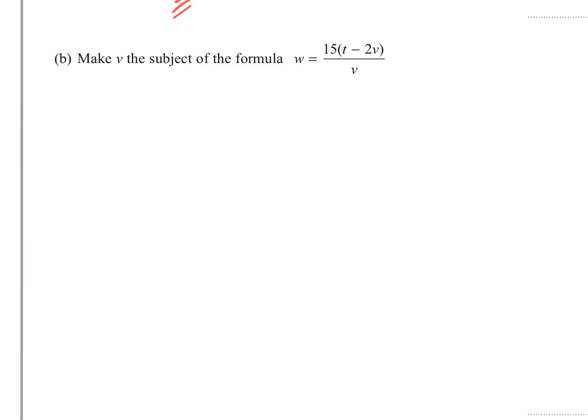For part B, we've got to make v the subject of this formula. So we have w is 15 lots of t minus 2v all over v. The way of getting v as the subject is to try and get the v's as multiples on the same side. Now, they seem to be on the same side already, but if you just have a look at what I'm going to do, this will make some sense to you.